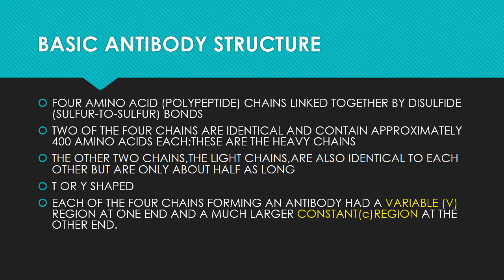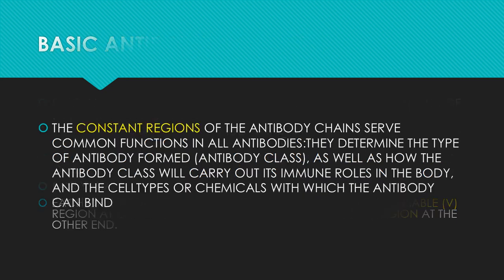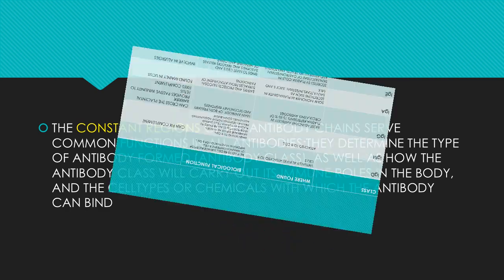Each of the four chains forming the antibody has a variable V region at one end and a much larger constant C region. Constant regions of the antibody chain serve common functions in all antibodies. They determine the type of antibody form, the antibody class, as well as how the antibody class will carry out its immune roles in the body, and the cell types or chemicals with which it can bind.